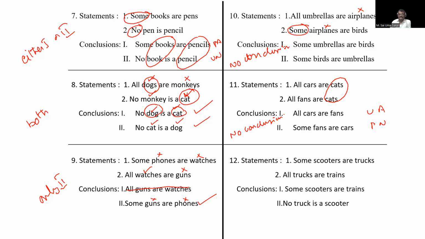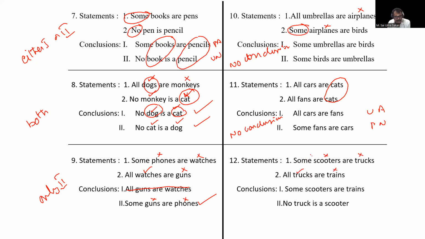Right? Next, some scooters are trucks. Some trucks are scooters. Not there. All trucks are trains. Some trucks are trains. Some trains are trucks. Is not there. Now what is the next one? Example. Here, what is the middle term? Trucks. Is it distributed? Yes.